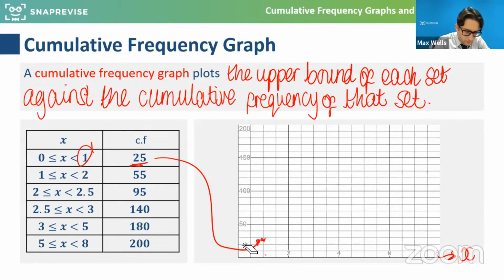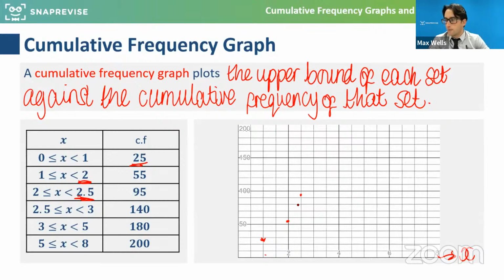The next value we're going to plot at the end point of this interval, which is at 2. And at 2, it's up at 55, which would be somewhere around here. Then at 2.5, it's up at 95, which would be up here. So it rises quite quickly there. Can everyone see what I'm doing? Does this make sense? Are we all happy with this?